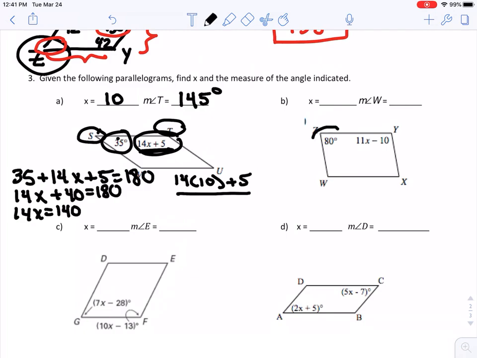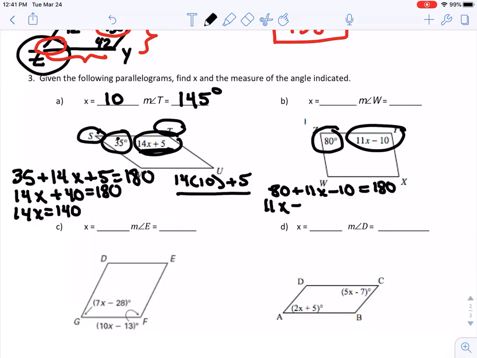Okay, so let's look at this one. These are the two angles that I have. Notice again, these are consecutive, so they're next to each other. That means these are going to add up to 180 again. So my equation here is going to be 80 plus 11x minus 10 equals 180. Okay, solve for x. Let's combine our like terms.